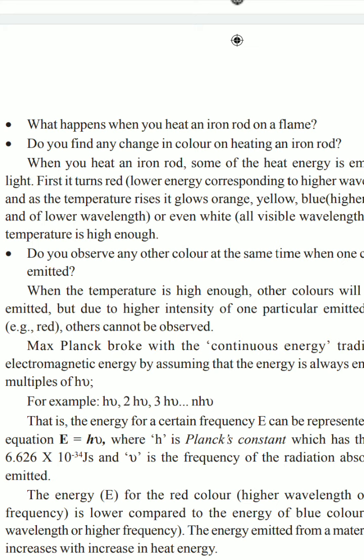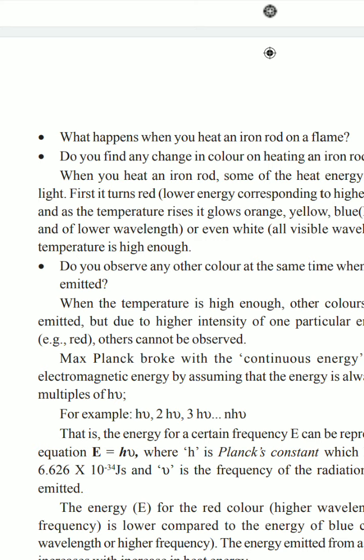But why are we not able to see the different colors, and why can we see only one color? Because of the high intensity of only one color, we can see that particular color. The color which has high intensity is the one we see, and the remaining colors have less intensity compared to the first one. That's why we are not able to see them. The different colors are emitted, but we cannot observe them because of the higher intensity of one light and the lower intensity of the others.